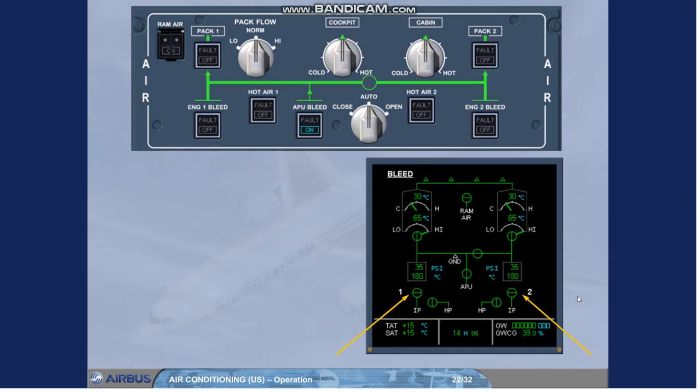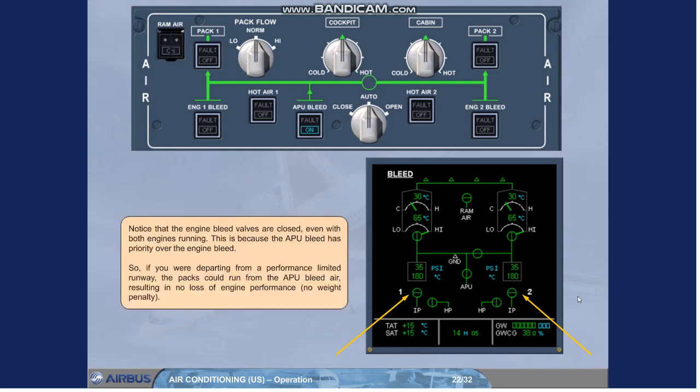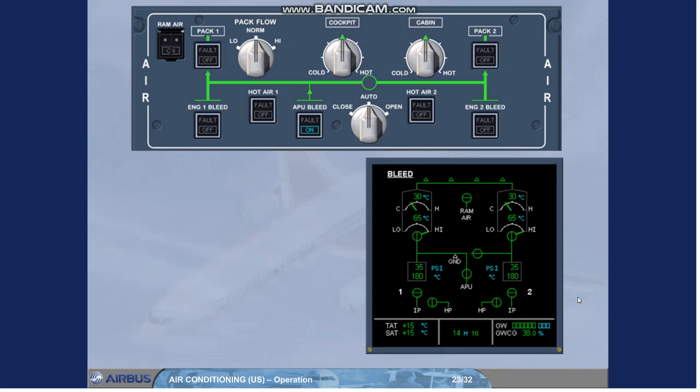Notice that the engine bleed valves are closed, even with both engines running. This is because the APU bleed has priority over the engine bleed. So, if you were departing from a performance-limited runway, the packs could run from the APU bleed air, resulting in no loss of engine performance, no weight penalty. However, today in our example, the APU is no longer required.